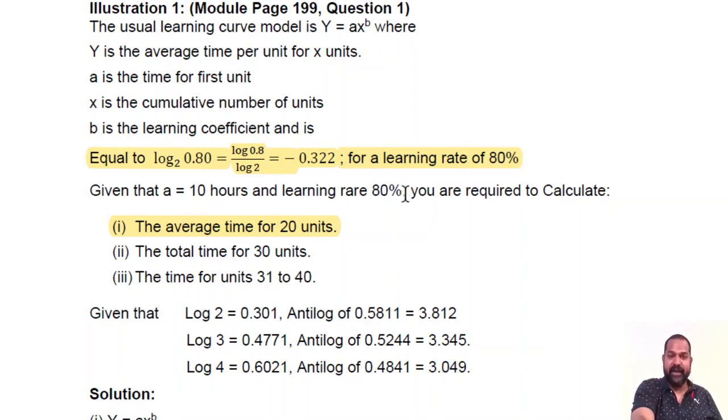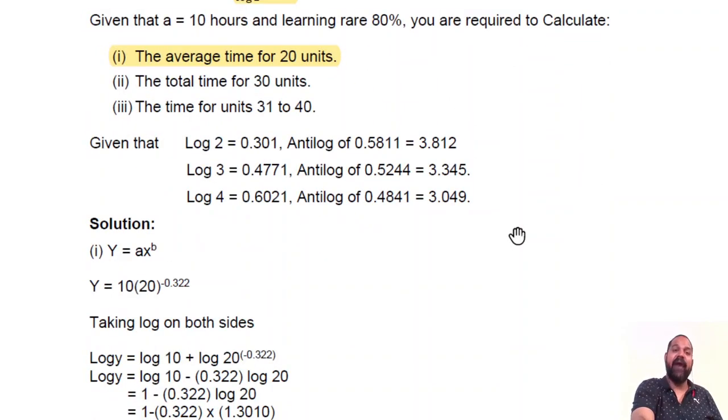Given that a is 10 hours and the learning rate is 80%, you are required to calculate the average time for 20 units. The moment I read average time for 20 units, I realize that I cannot do this in the powers of 2 method, because 20 is not a power of 2.